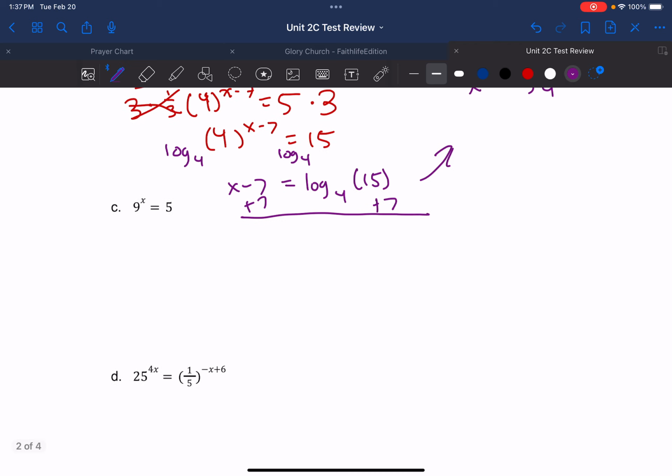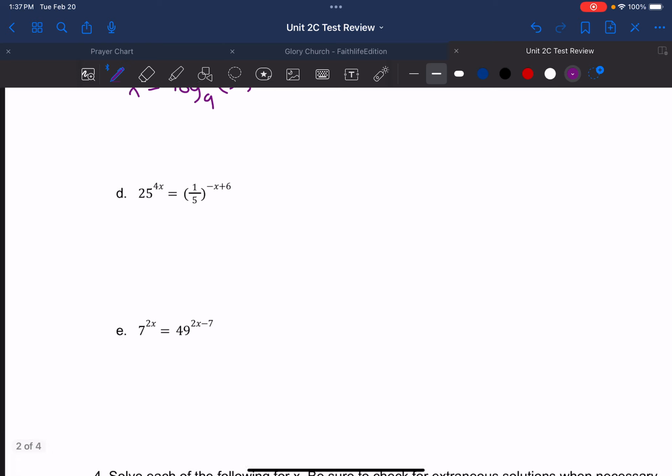This one, pretty simple. I need to get the 9 away to free the x, so I can do log base 9 on both sides. So x equals log base 9 of 5. So then on D, this is a little bit different.